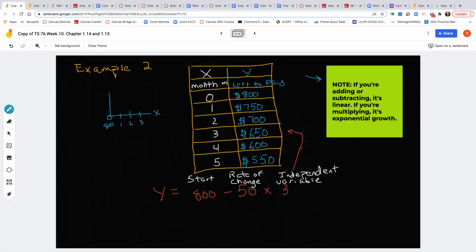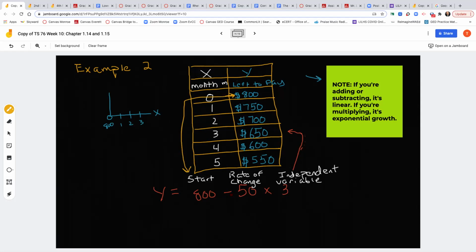So I can use my formula and start with my starting value. I'm going to draw a bright yellow line here. Here's my starting value right here. Plug it into my formula. There it is, $800.